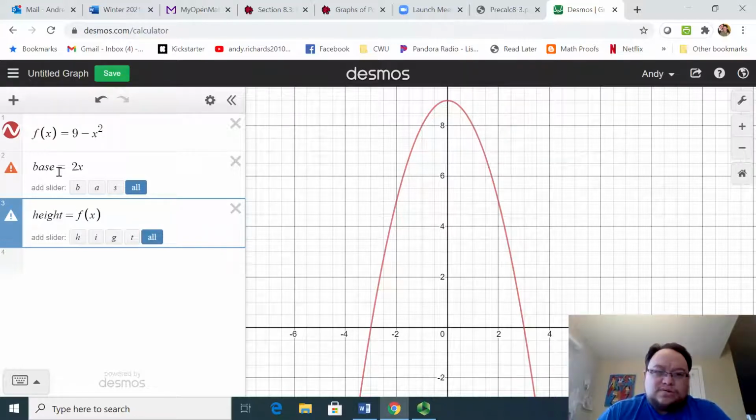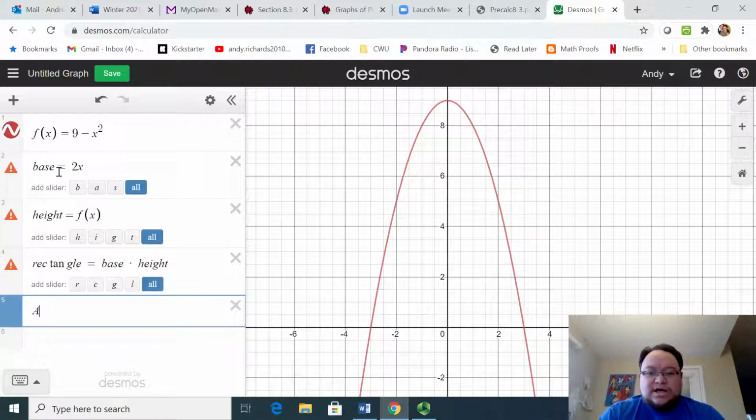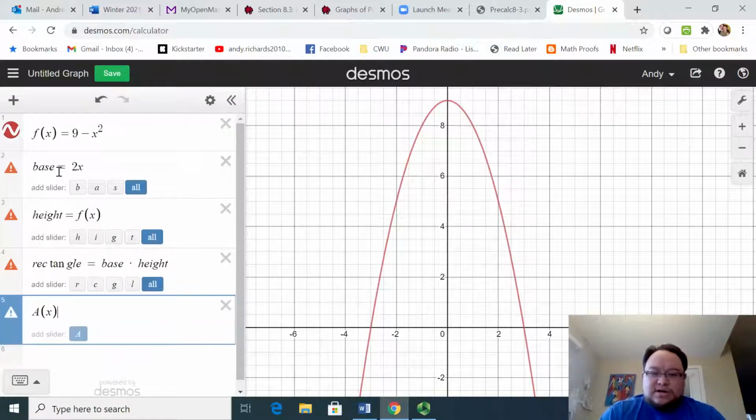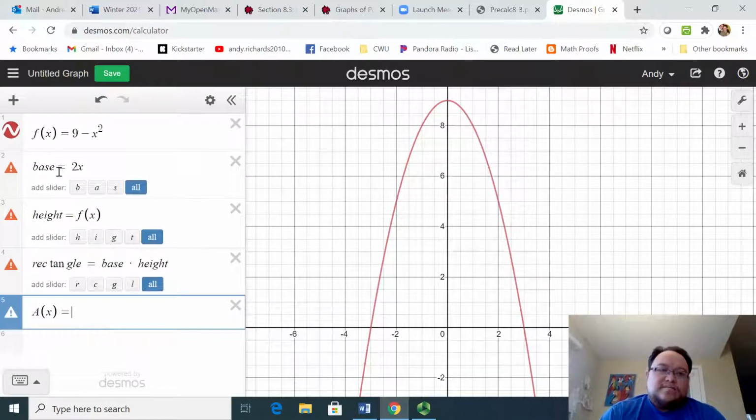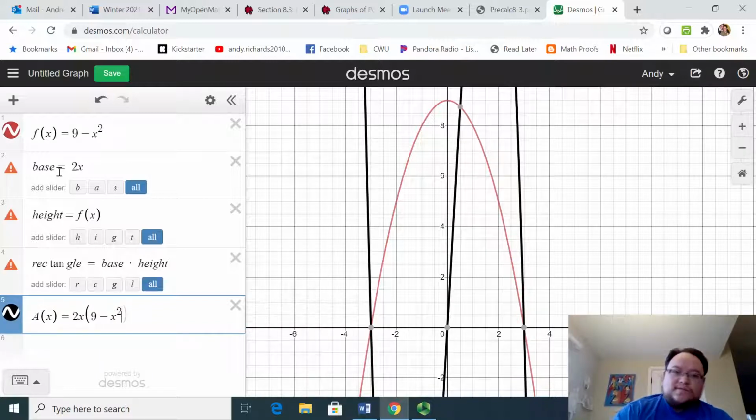So if we were to create a rectangle here, we know that the area of it is going to be the base times the height. Then what that means is the area function is going to be our base, some 2x, times our function, our height of it, which is going to be 9 minus x squared there. So this is what we need to look at.